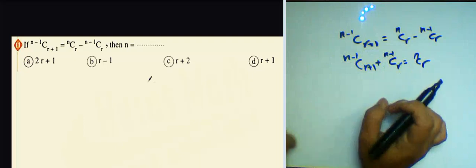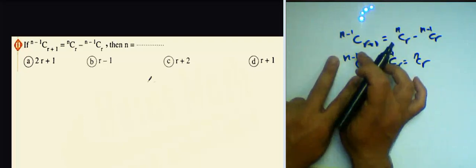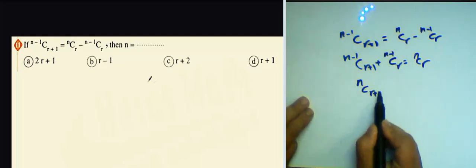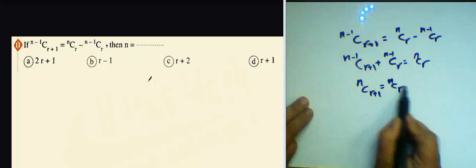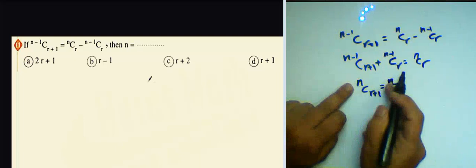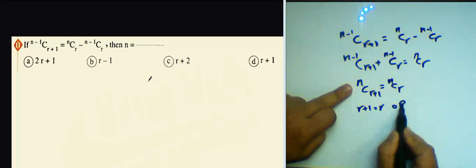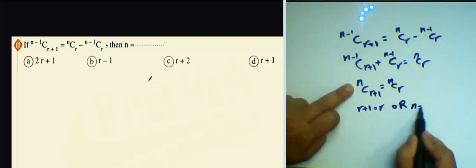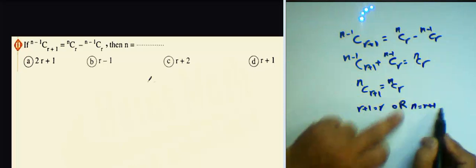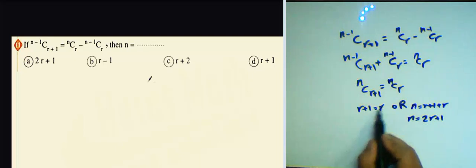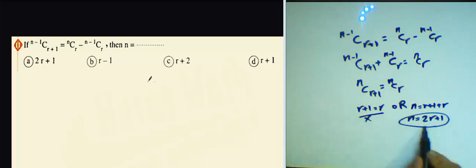We must choose the greatest and add 1 to the top, so it will be n combination r+1, which equals n combination r. We know n equals n, then r+1 equals r, or we can write n equals r+1 plus r, so n equals 2r+1. The result will be letter A. Choose letter A for this example.